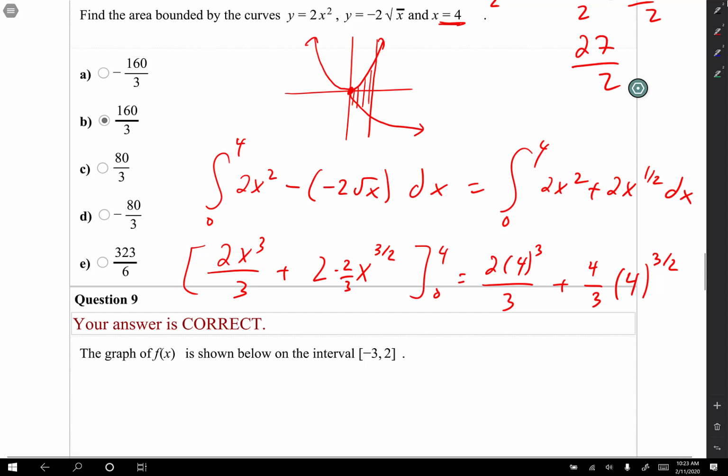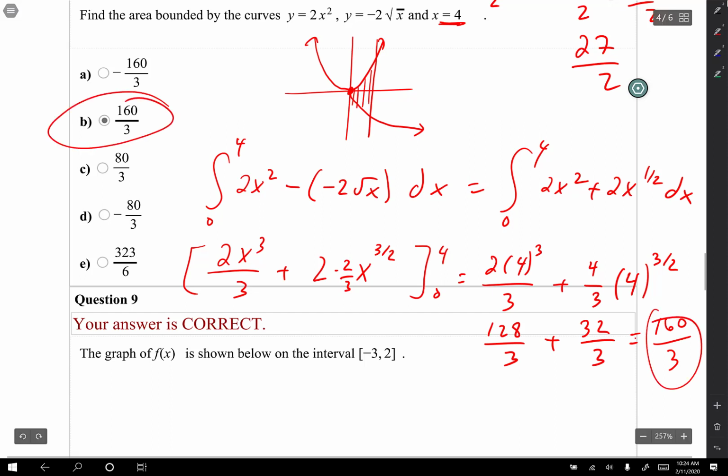And then divided by 3. So I'll just leave that as 128 over 3. And then the square root of 4 is 2. 2 to the third is 8. 8 times 4 is 32. So 32 over 3. And then when I add 128 and 32, you get 160. 160 over 3. 160 over 3. And there it is.